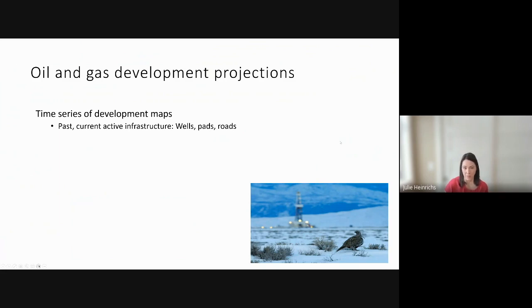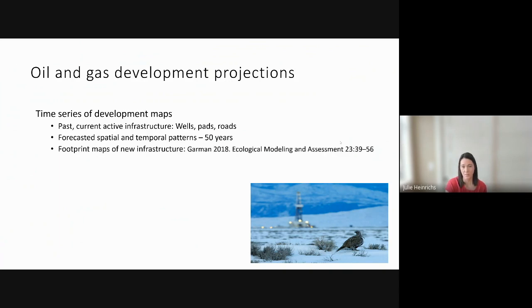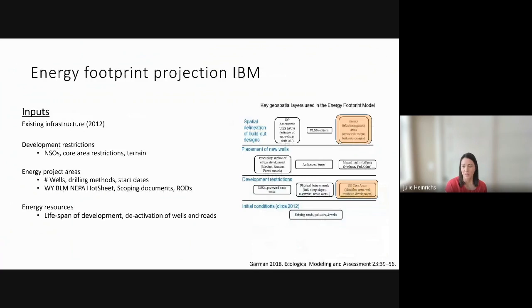So the development maps included things like past and current active infrastructure, looking forward 50 years. And this model had a number of really kind of interesting practical constraints and designs to it. So it's based on energy field management areas and in polygons where they're planning to build out infrastructure, and a lot of rules about where it would be and the spacing and the expected intensity of development.